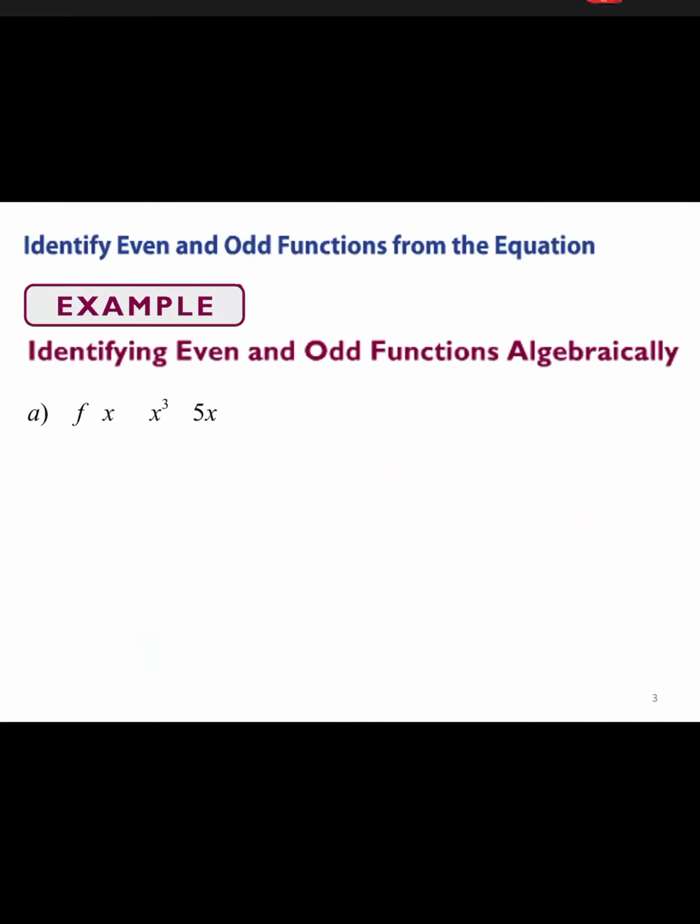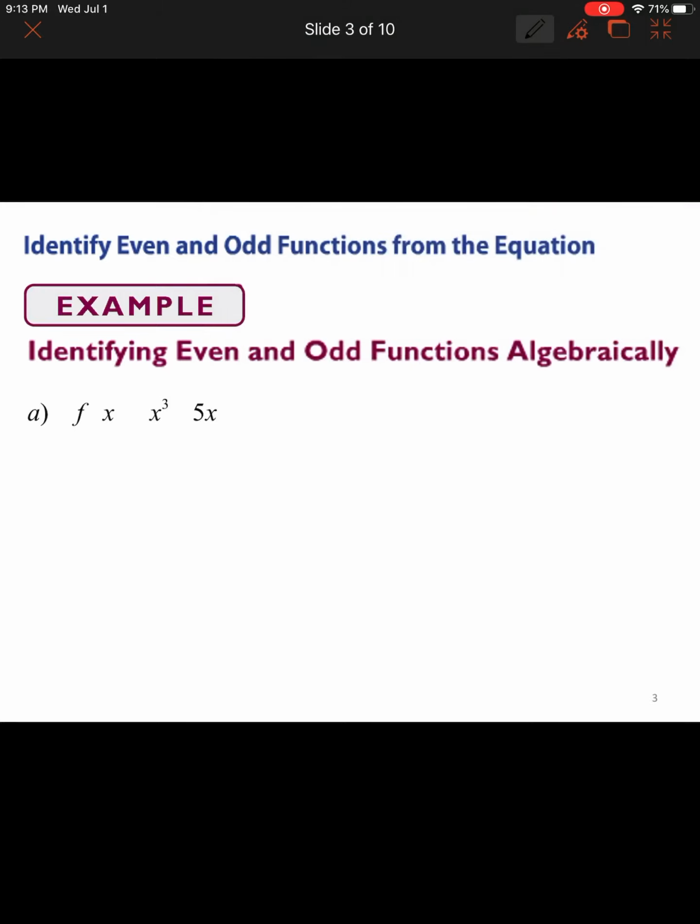All right, we need to put some stuff back in here. This is missing a few things. Now, it says identify even and odd functions algebraically. There's a little thing that I do, and it's just my way of running my test to determine if a function is even, odd, or neither.